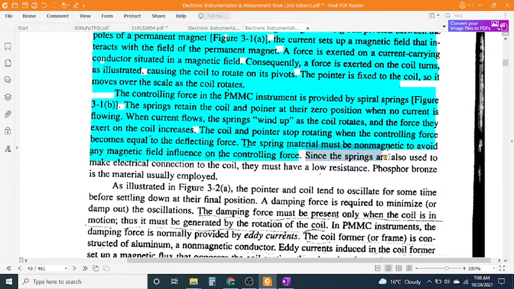Since the springs are also used to make electrical connection to the coil, they must have a low resistance. Phosphor bronze is the material usually employed.